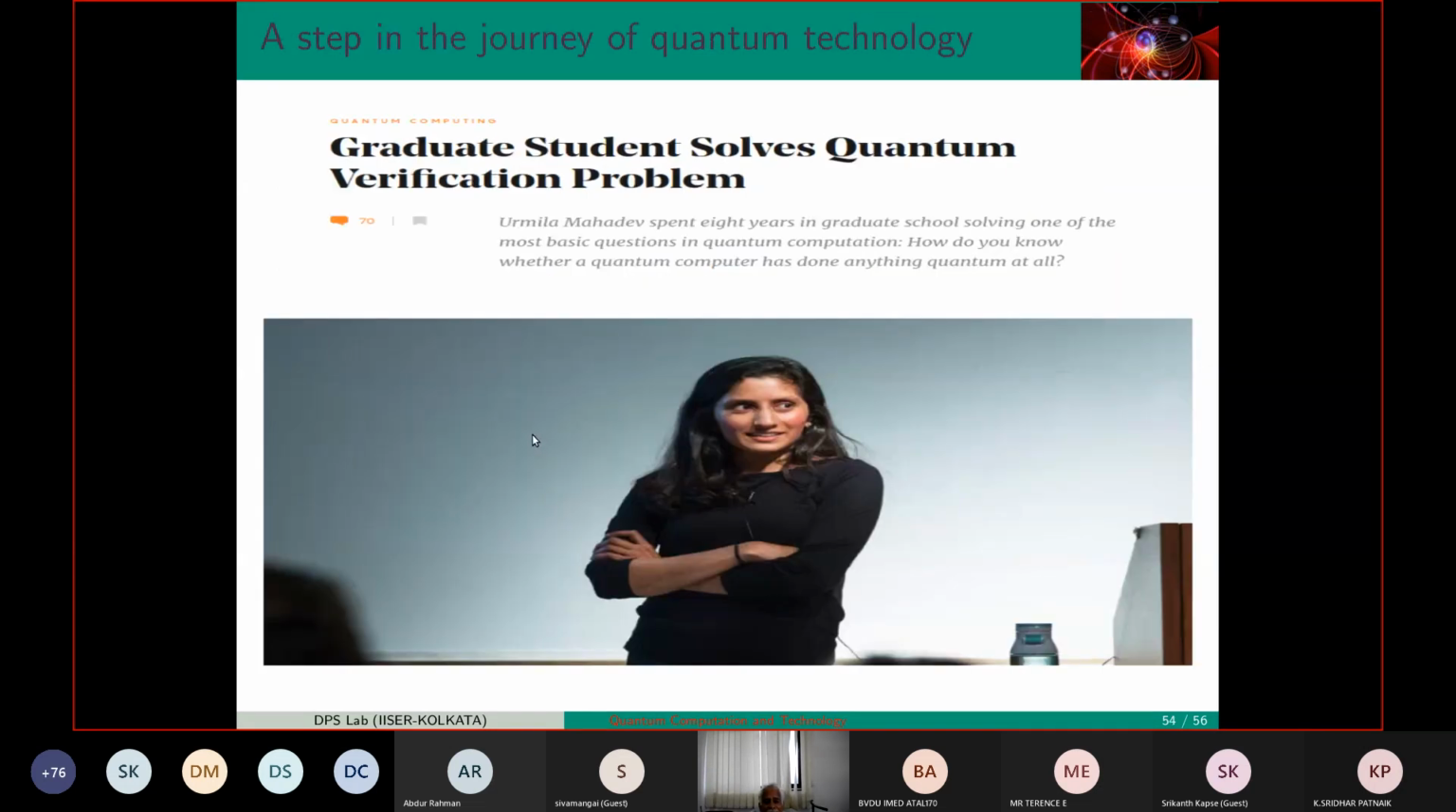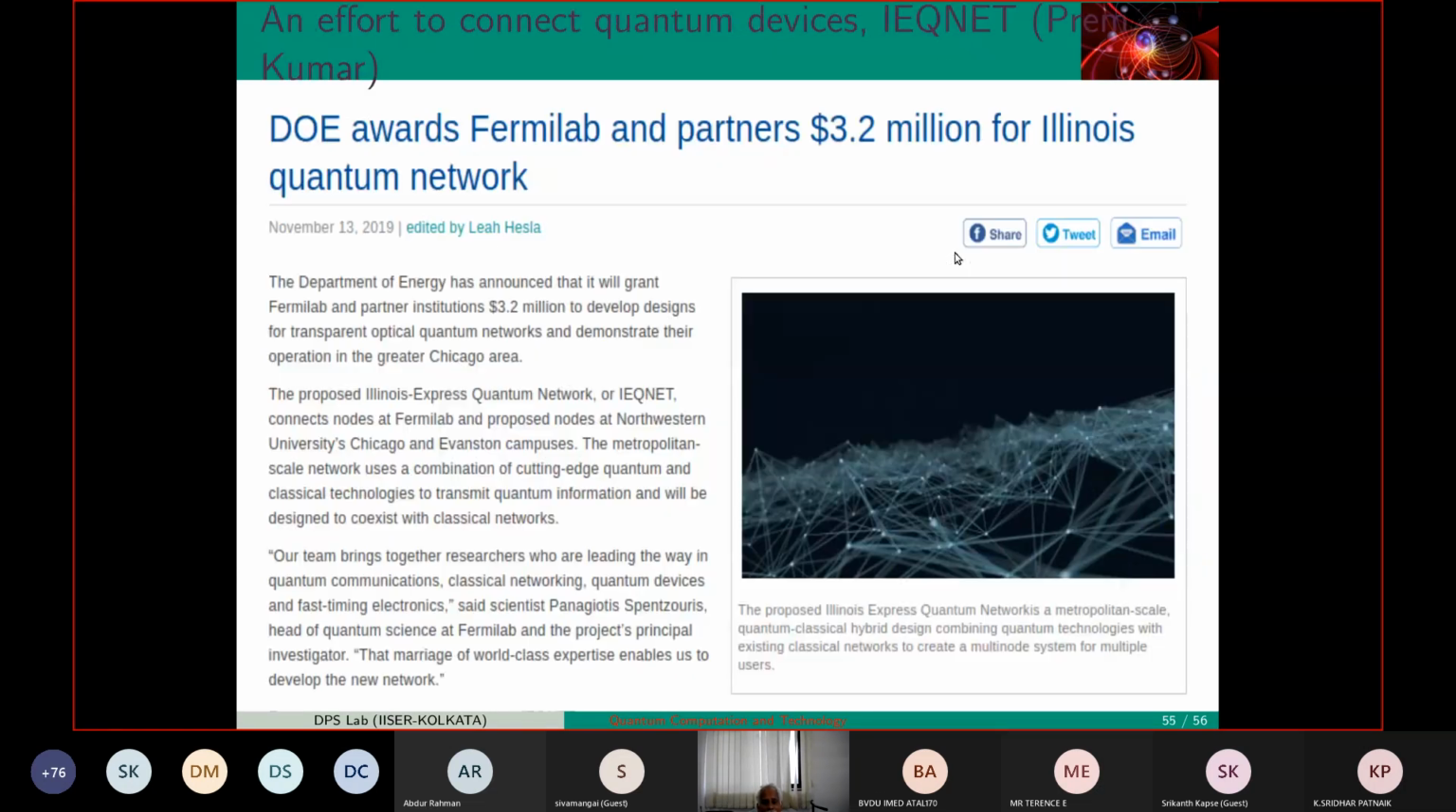Now, if you are a computer scientist, can you do something? Answer is yes, Urmila Mahadev. She asked this very simple question. A quantum computer is there. How do you check it's a quantum computer? 8 years of work, one paper, and she solved the problem.